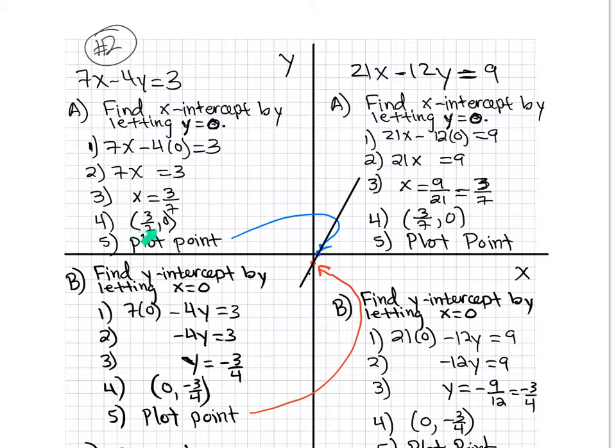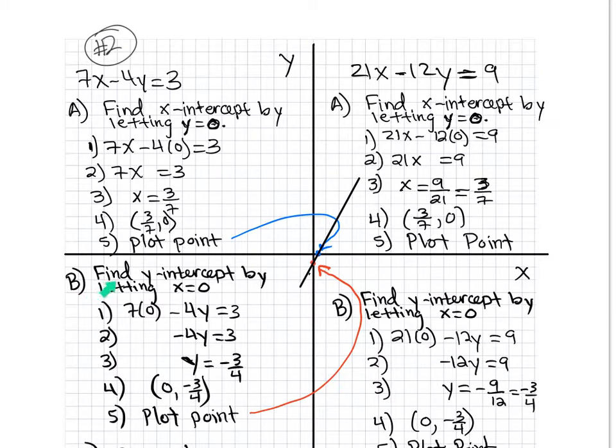In line 4, I write it as an ordered pair, so now I know that x is 3/7, and the y value was 0 because I let y equal 0 up here. So my ordered pair is 3/7, comma, 0. And then in step 5, I just plot that point, which is right here. It's that blue dot, which means to go to the right 3/7, which is less than 1, and then go up 0. So that would be this blue dot on the x-axis.